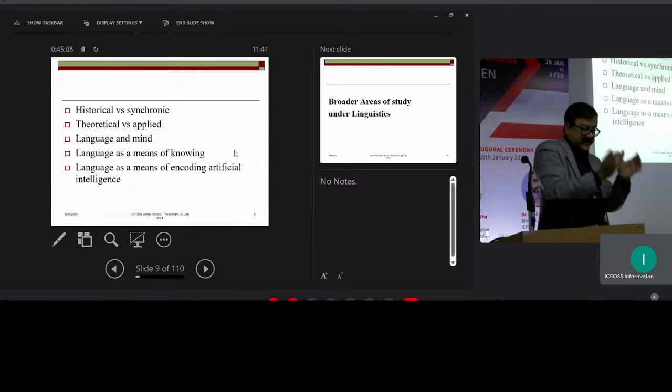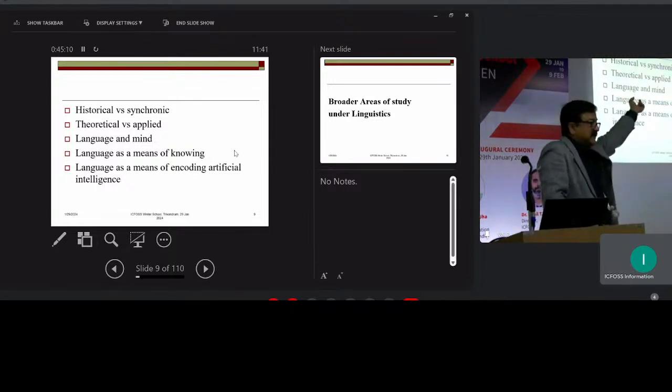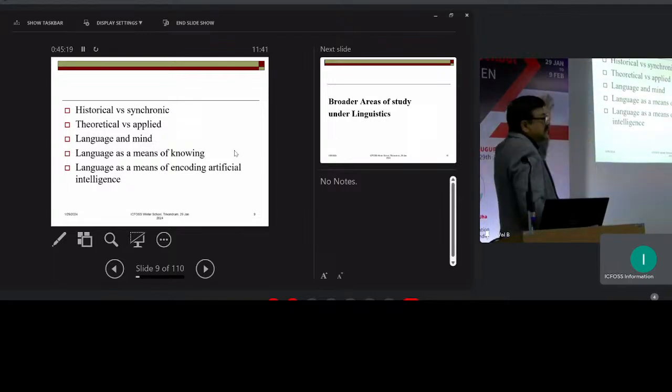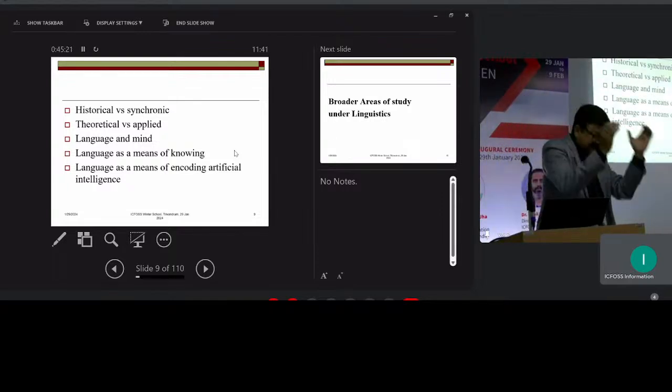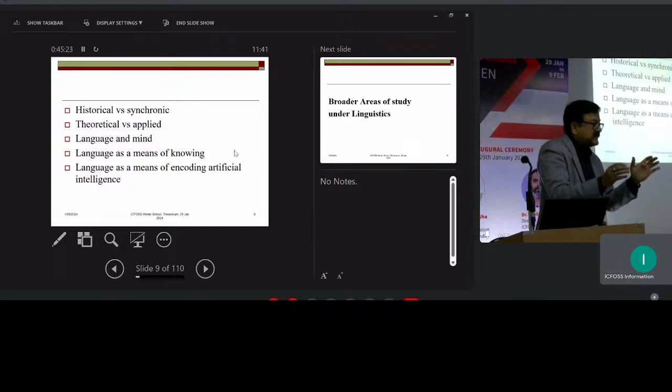From what is being spoken today, what was spoken 100 years earlier? There are no written records available. Can we predict what the shape of Malayalam was 100 years earlier? That is the kind of historical linguistics. Synchronic is when I take the current Malayalam and look at what the structures are there.